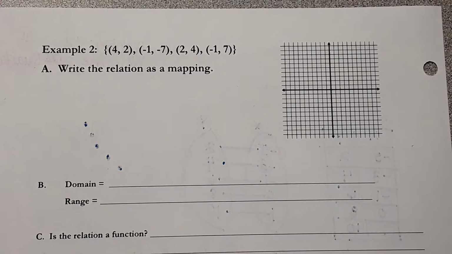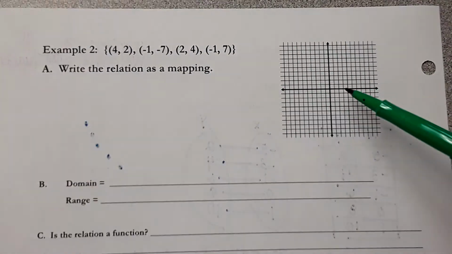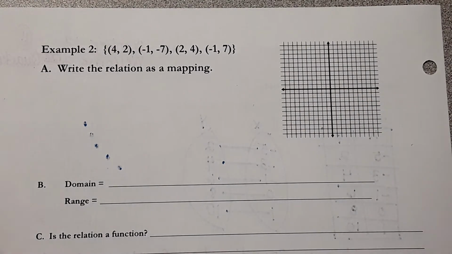When we flip it over and go to example 2, now what we're going to do is take a combination of the table, the mapping, and the graph, and decide what the domain is, what the range is, and then decide if it's a function or not. It says write the relation as a mapping, and then there's a graph, so I want you to do both.